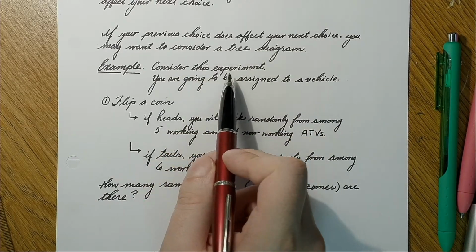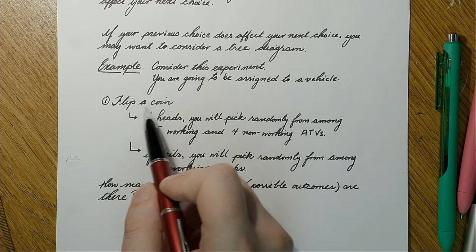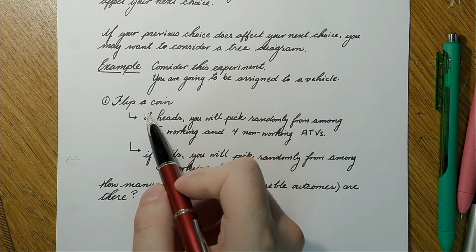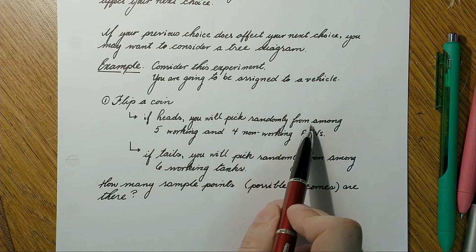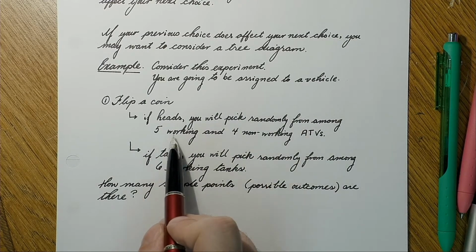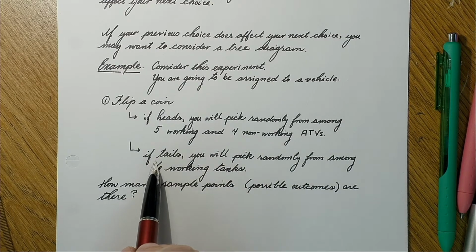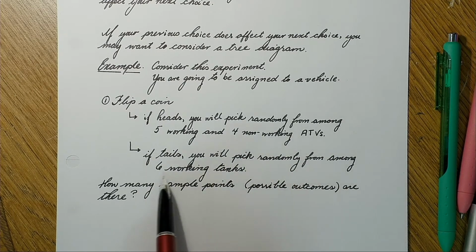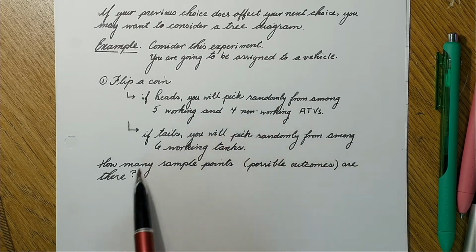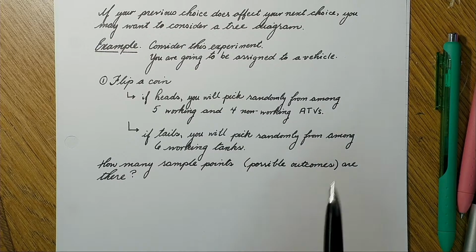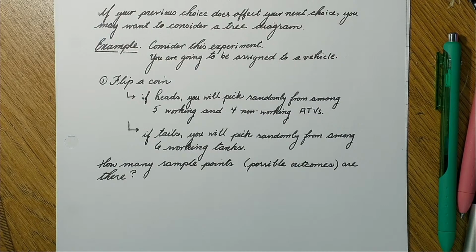So consider this experiment. You're going to be assigned to a vehicle, and whoever is going to assign you the vehicle is going to flip a coin. If it's heads, then you will pick randomly from amongst 5 working and 4 non-working ATVs. If it comes up tails, you'll pick randomly from among 6 working tanks. How many sample points or possible outcomes are there? So this is where I would consider using a tree diagram.